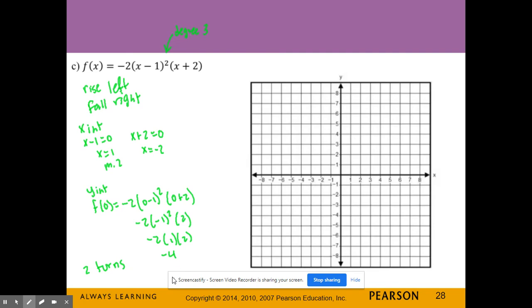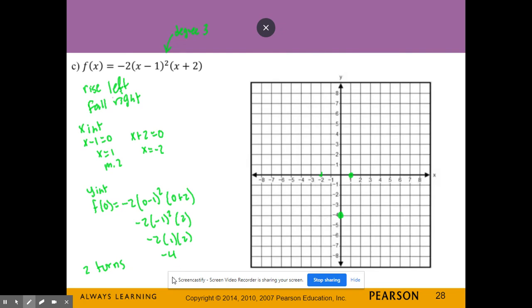So again, that's probably the toughest part. If you only had degree 2 there, then that would have messed it up. Let's plot the points, the x-intercepts and the y-intercept. So you have one x-intercept at 1. You have another at negative 2. And then you have a y-intercept at negative 4 down here.